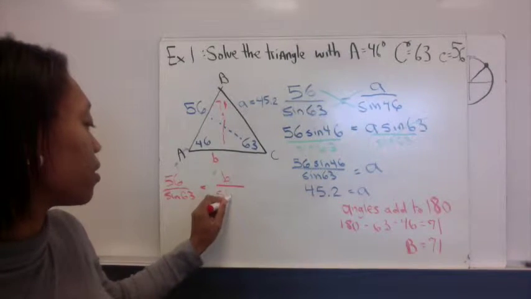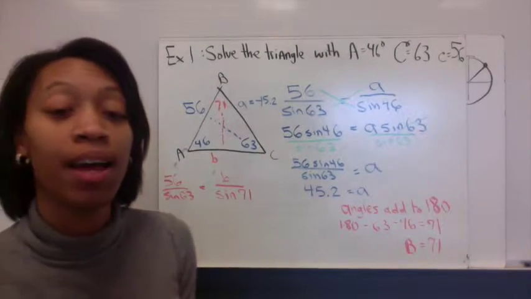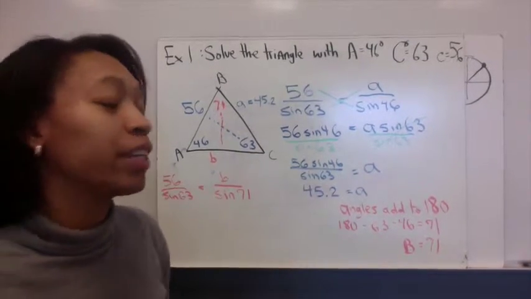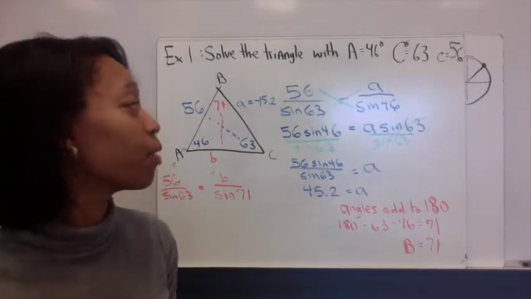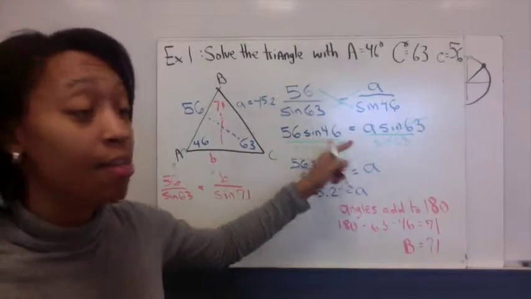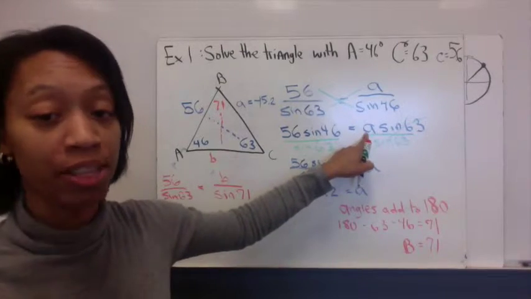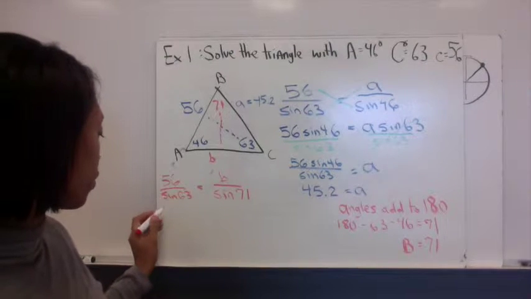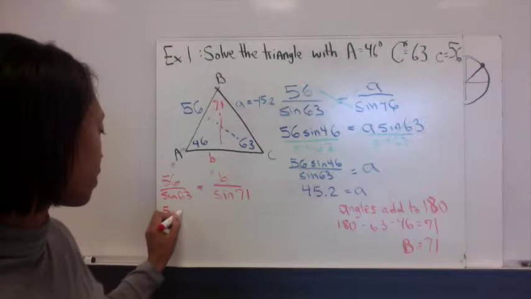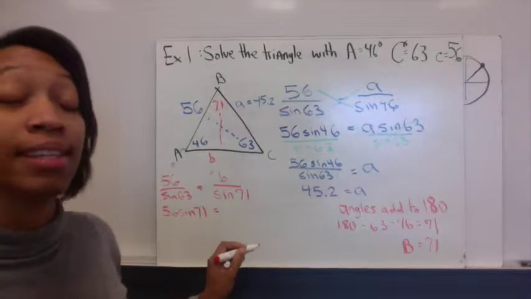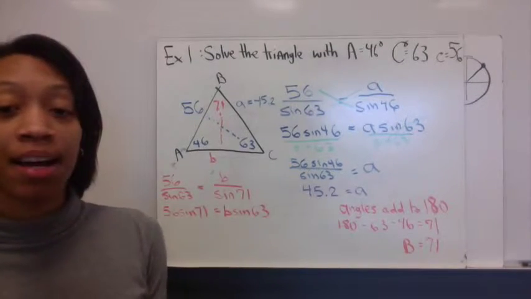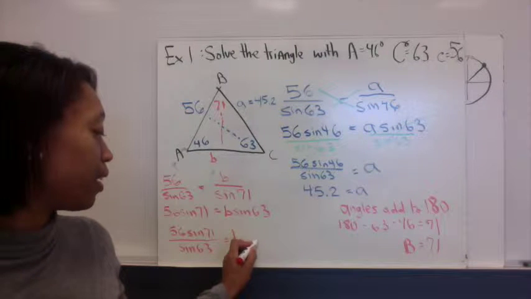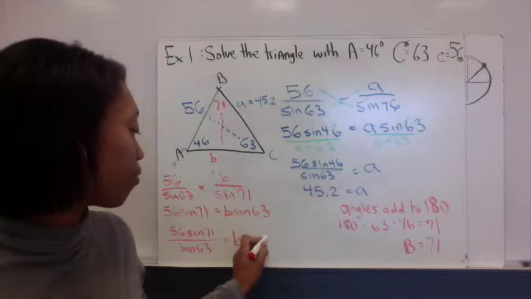over sine 71. So now we cross multiply, and actually guys, whenever we're doing this, the steps for solving with the sine rule are pretty much the same every time. First you cross multiply, then you have to divide by whatever's next to the variable, okay, and then we can get our answer. So let's cross multiply. We have 56 sine 71 equals b sine 63. Divide by sine 63. Putting that in my calculator gives that b is 59.4.